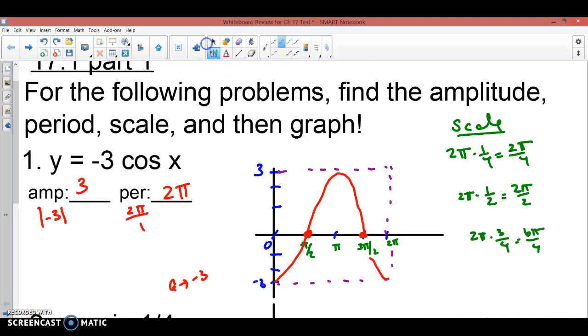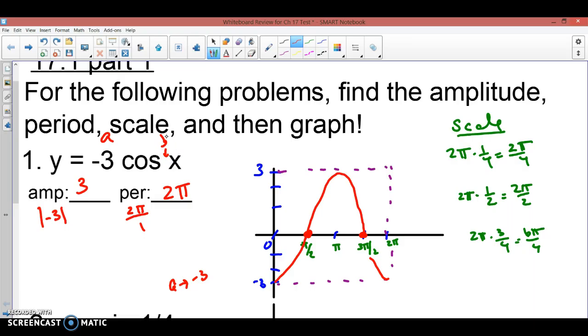Okay, so the amplitude, remember, is the absolute value of the A value, and the A is the number in front of the trig function. And we said the amplitude should always be positive, so the absolute value of -3 is 3. The period is always 2 pi divided by the number after the trig function. So your B is right here. If there's nothing there, it's understood to be 1.